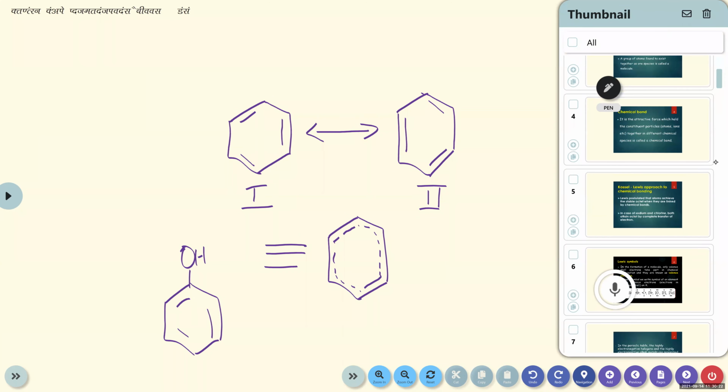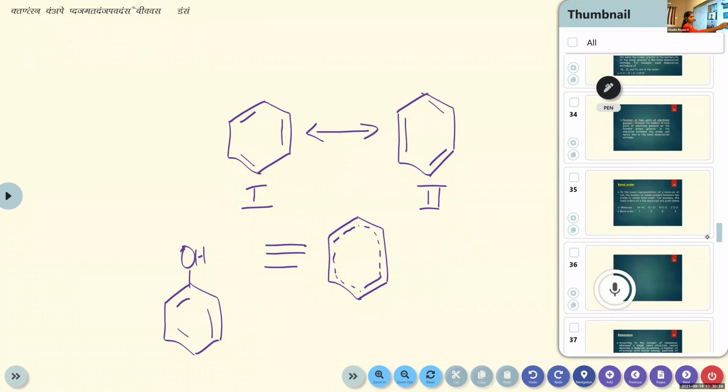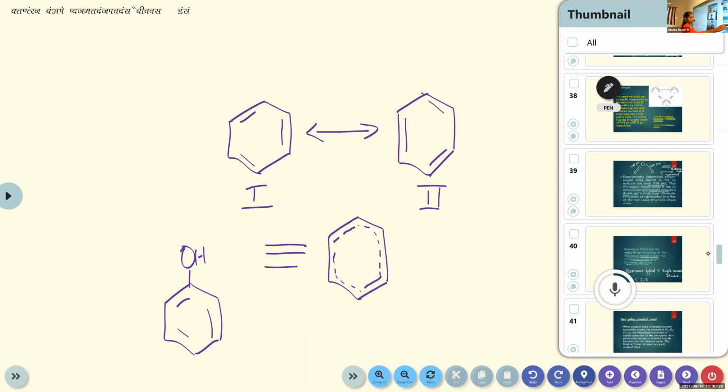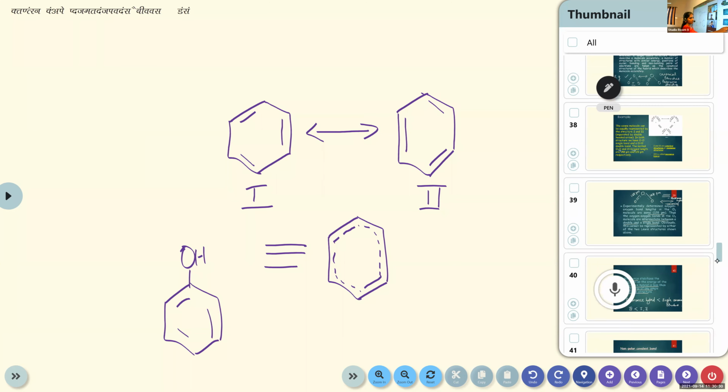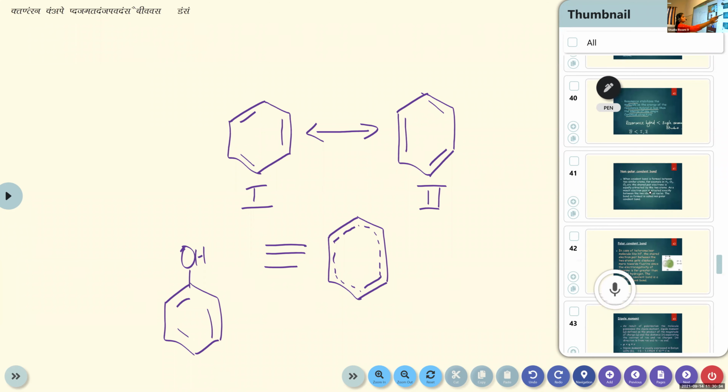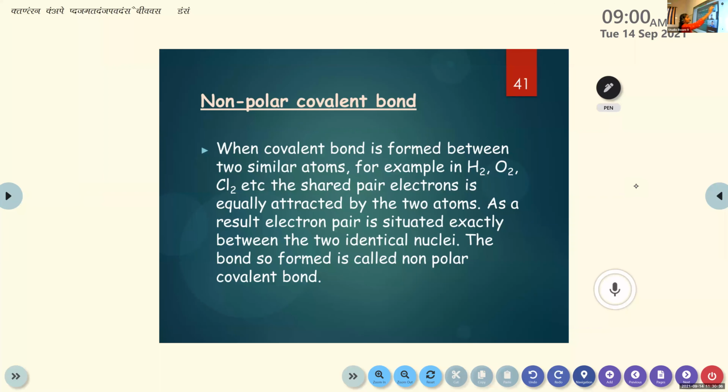No. Okay. Then we are moving to the next topic, that's polarity of bonds. Before moving to polarity, we should be familiar with two types of covalent bond. We have learned about covalent bond, right? That is due to sharing of electrons, isn't it? Then there are two types of covalent bond, non-polar covalent bond and polar covalent bond.